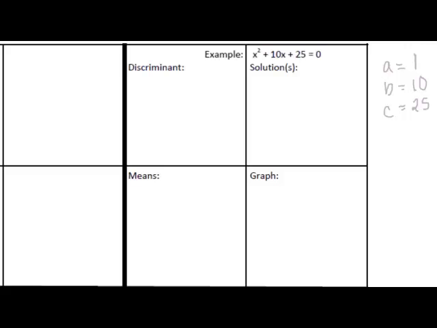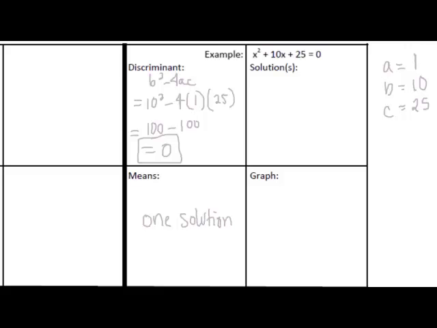So again, to find the discriminant, we are finding b squared minus 4ac. So b squared is going to be 10 squared minus 4 times 1 times 25. We simplify this, we get 100 minus 100, which equals 0. So if the discriminant is 0, again, that means that we are going to have one solution. Remember, that solution is a real solution.